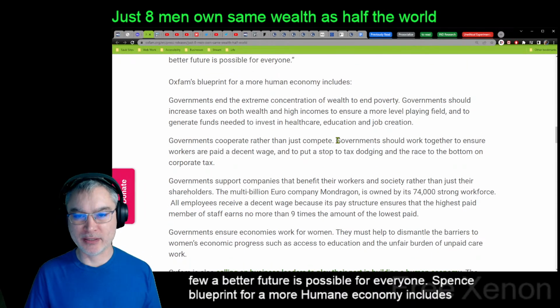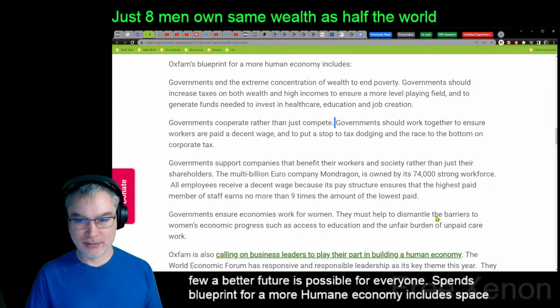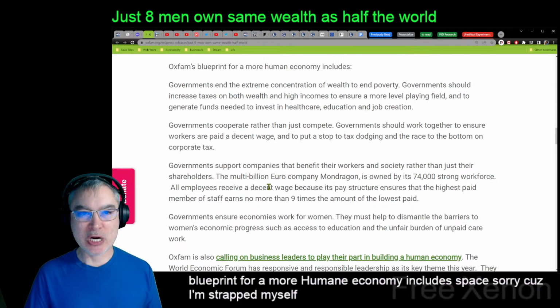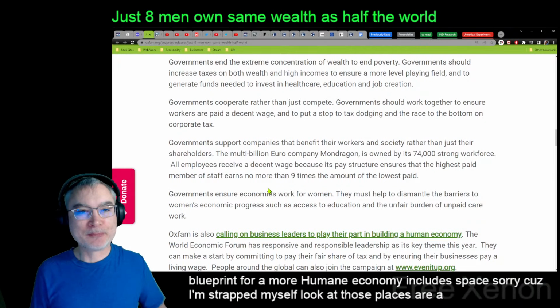Let's see if they have any more double space. No, single space. Sorry, I'm distracting myself. Single space. Okay, double spaces are an anomaly here.